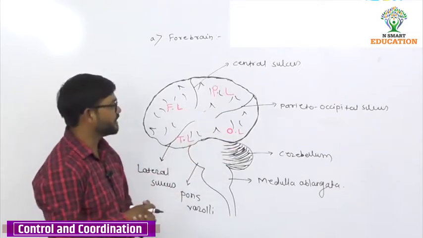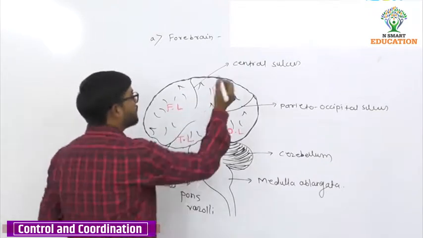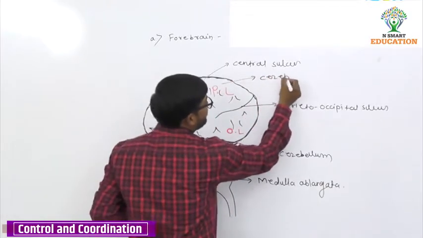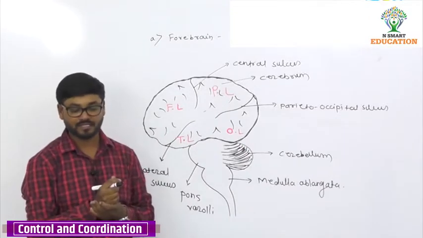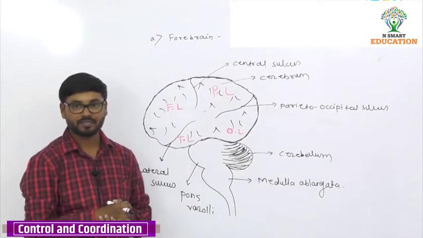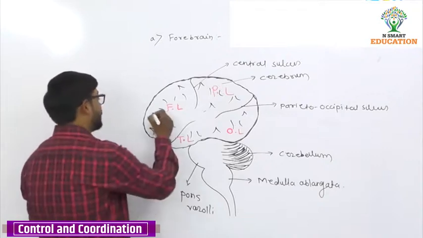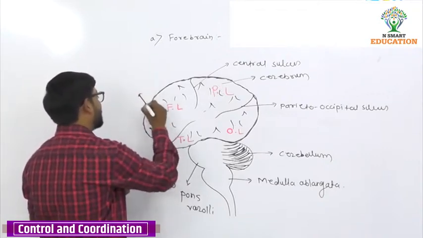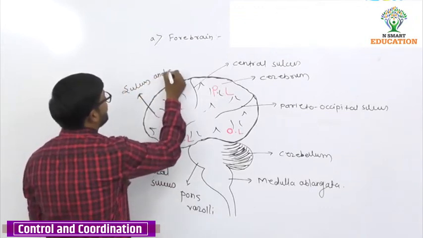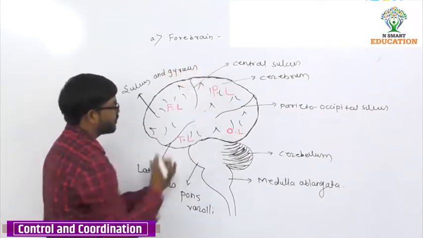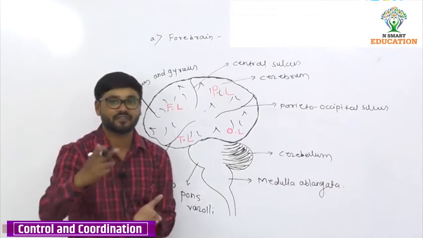One more very important thing: this part is the cerebrum. You know about the cerebral cortex present here. Inside the cerebral cortex, and also the medulla, we have already discussed the cortex and medulla. This is called the sulcus and gyrus. Here you will find mostly sulcus and gyrus, because of the folding, which increases the surface area.